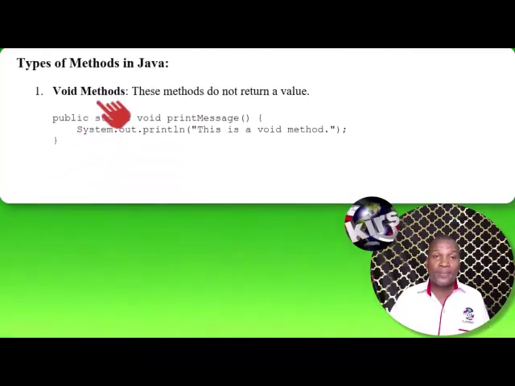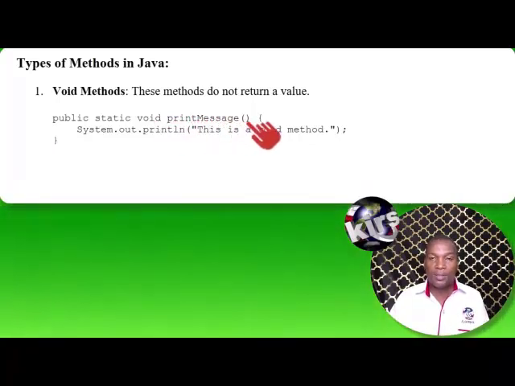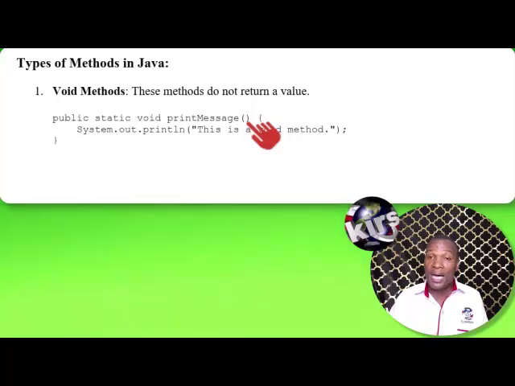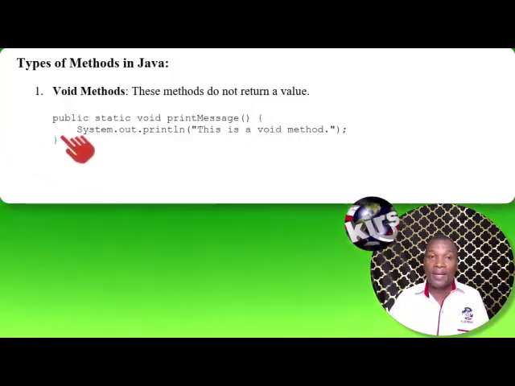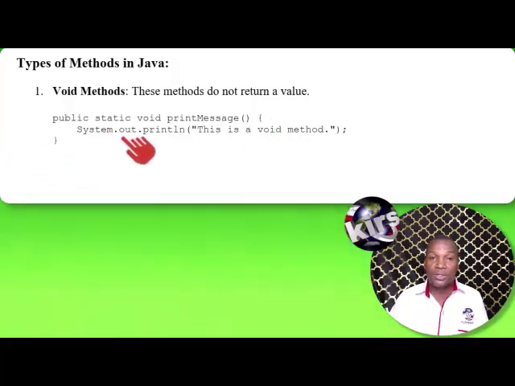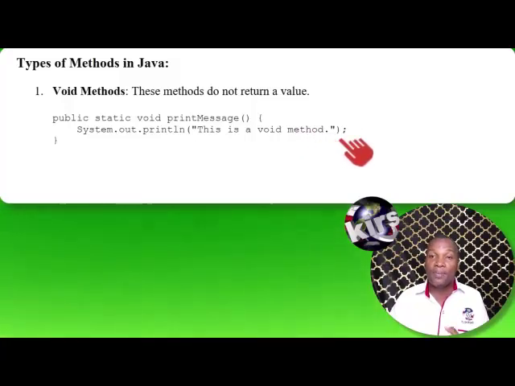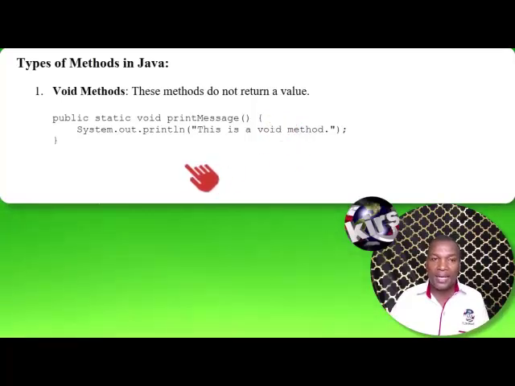Then quickly we go to the types of methods in Java. The first method we have is void methods, and these are methods which do not return a value. For example, public static void printMessage. Inside the brackets you can't see any arguments, and it will not return any value. But then you have the output here, System.out.println. This is a void method, and of course after you introduce the body here with a curly bracket, you close it here with another curly bracket.